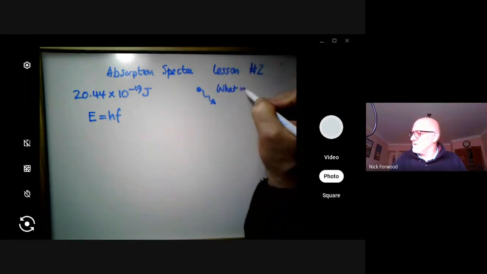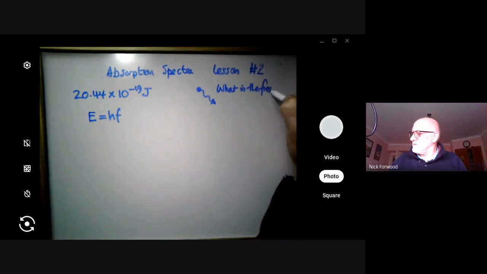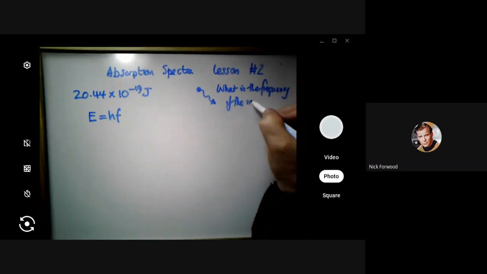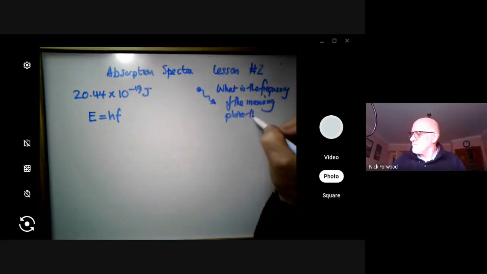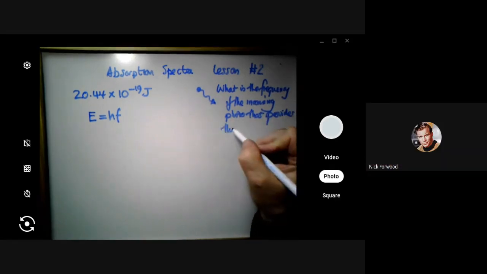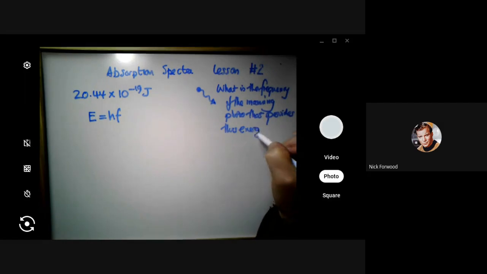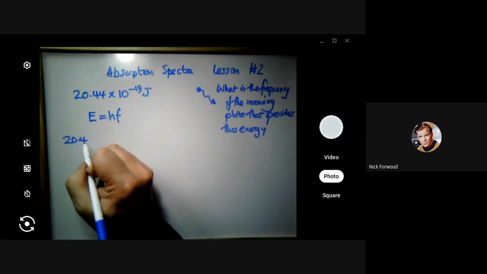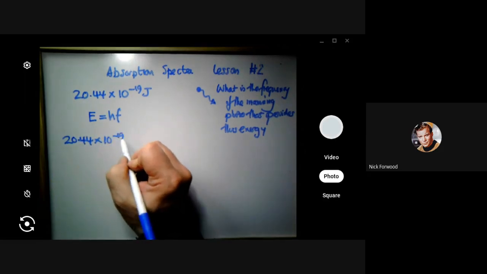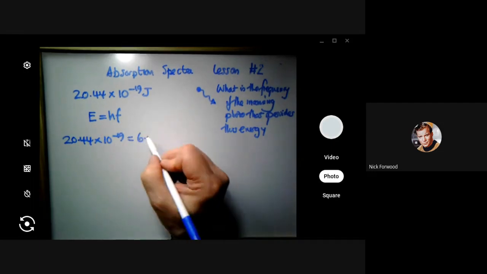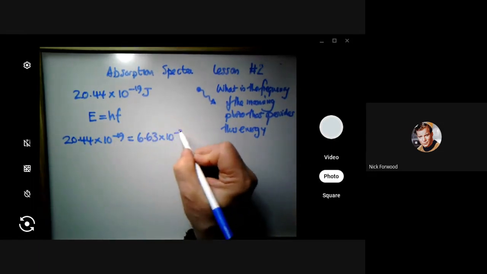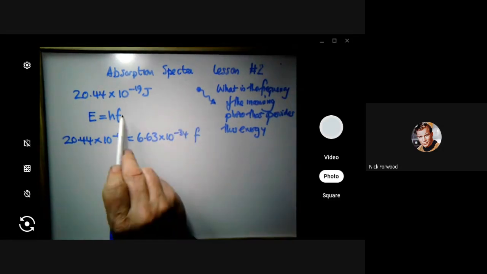What is the frequency of the incoming photon that provides this energy? Okay, so I'm going to use the formula E equals hf. So here's the energy, 20.44 times 10 to the negative 19 is equal to Planck's constant, 6.63 times 10 to the negative 34, times f. 1 mark for doing that, 1 mark for doing this.